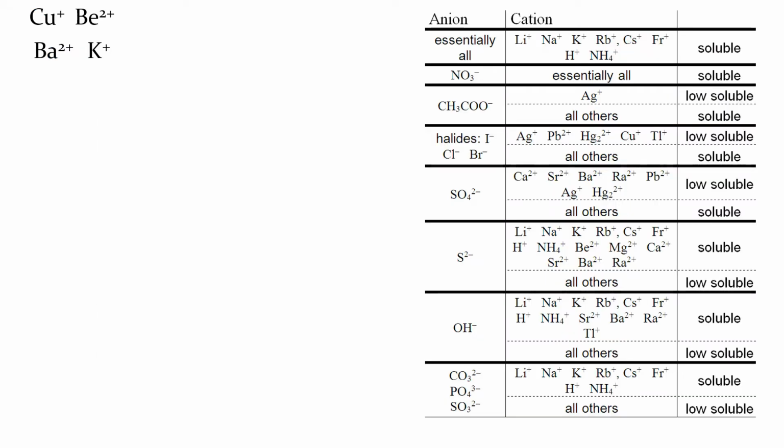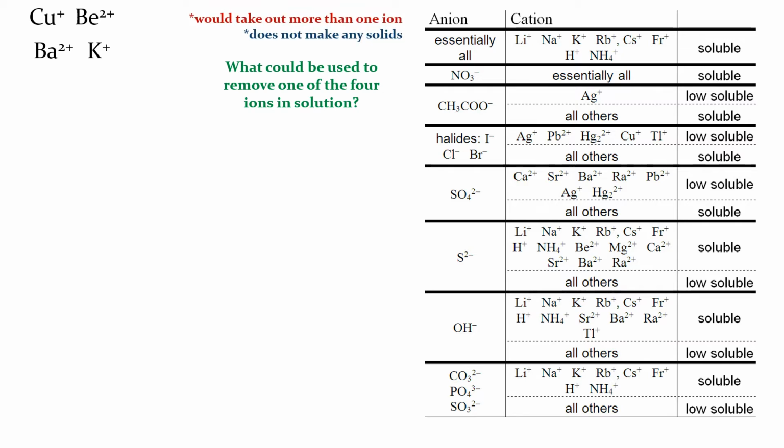So I've got copper 1 ion, beryllium ion, barium ion, and potassium ion. And we want to add an anion that will form a solid with only one of these four cations. So we're going to work our way through the chart. Now, I'm going to color code these as we go through as either blue, red, or green. If it's green, it's good because it only makes one solid. But if I mark it as red, it will not work for us because it makes more than one solid with the cations that we have. If I mark it in blue, that means it doesn't make any solids with the cations that we have.